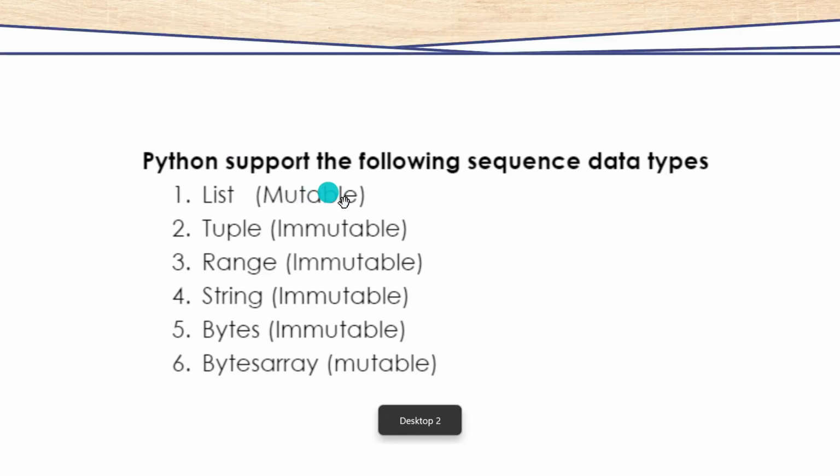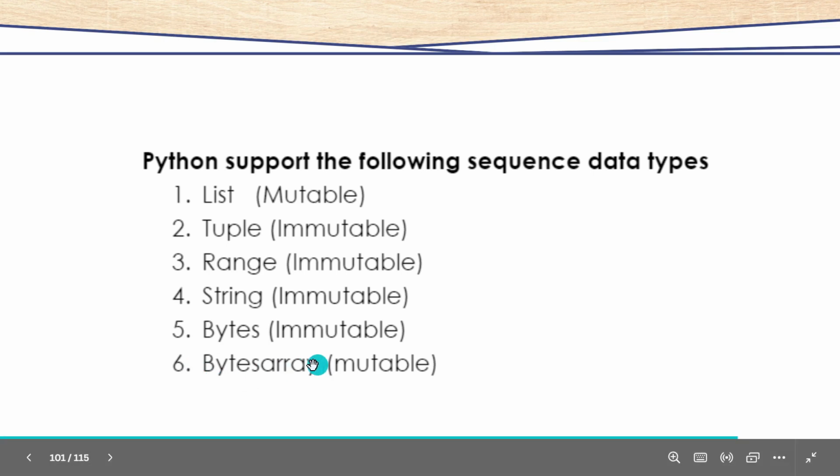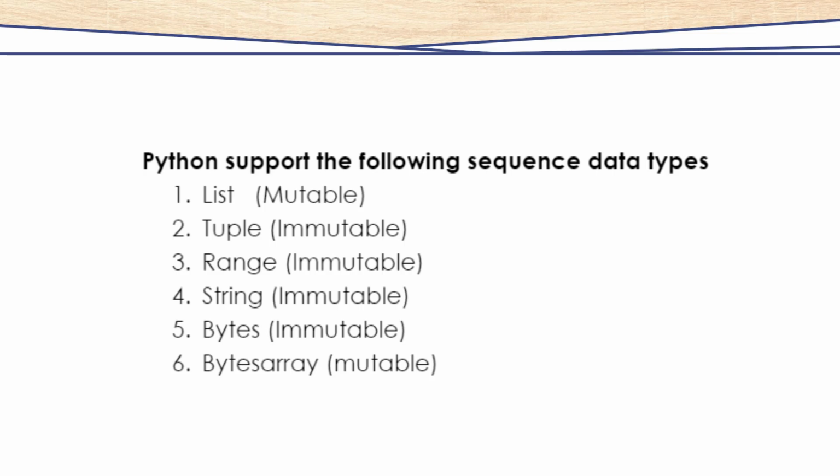So see, what are the data structures which allow changes? List is a data structure which allows changes. Tuple does not allow changes, which means it is immutable. Range is a collection data type which does not allow changes. String does not allow any changes. Bytes does not allow changes, and bytearray allows changes. Mutable means changes allowed. Immutable means changes not allowed. Understanding?